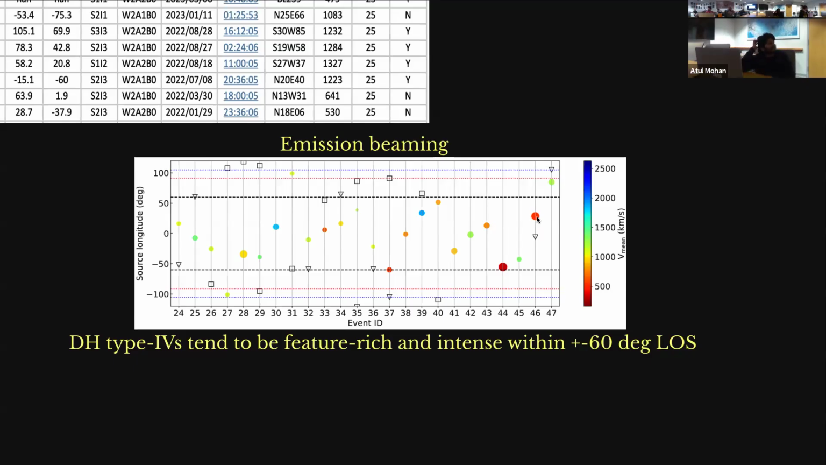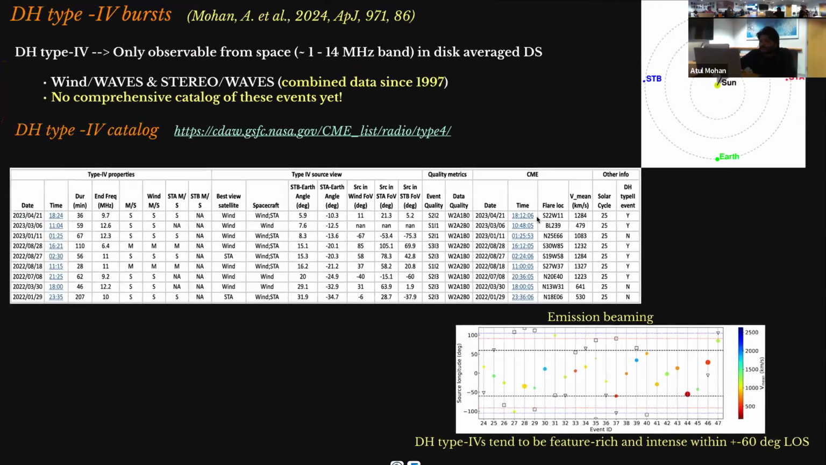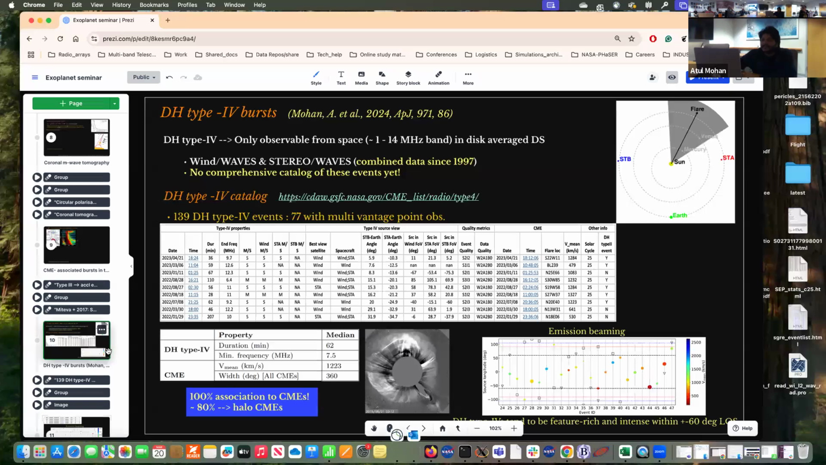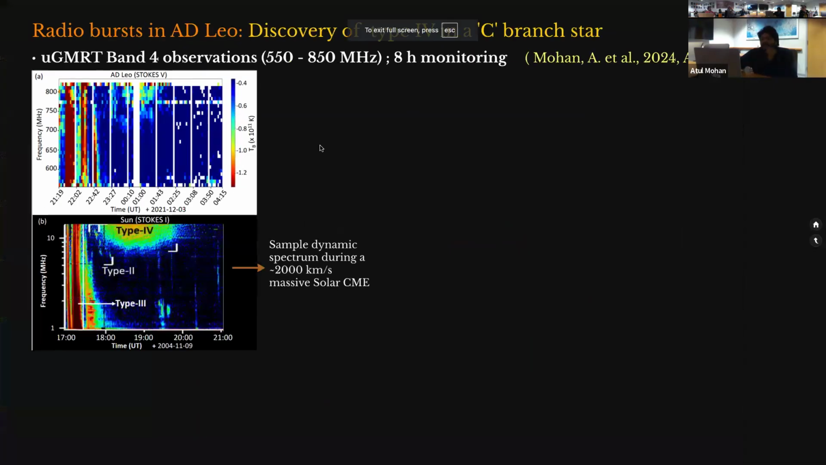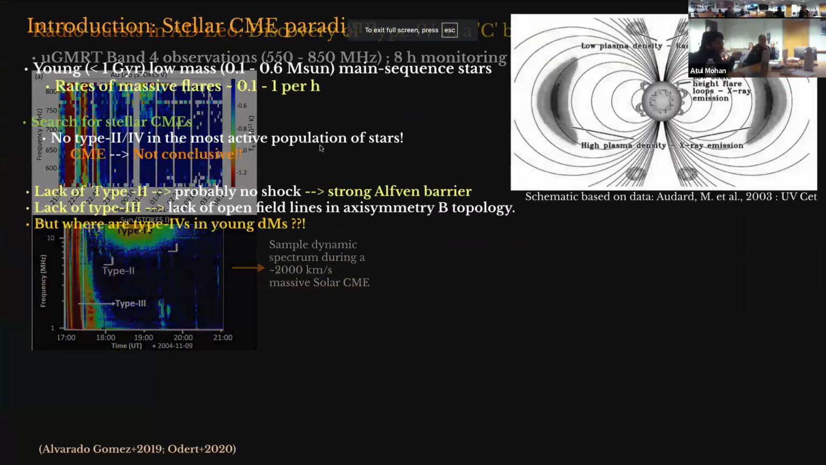I have another hopefully softball. Could you walk me more slowly through your conclusion of why you don't expect to see type 4 emission using the solar model? I didn't quite catch that conclusion. It seemed like an important takeaway. Oh, you mean this one, right? Yeah.